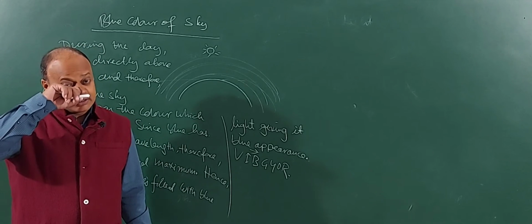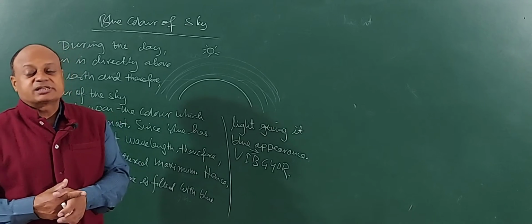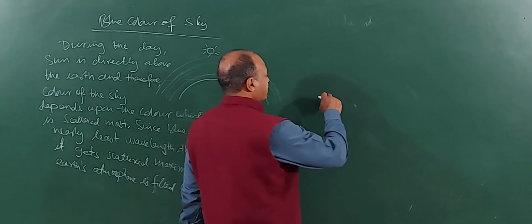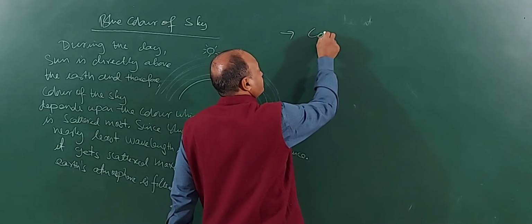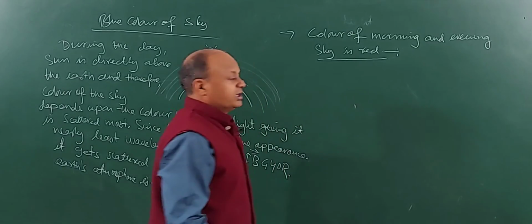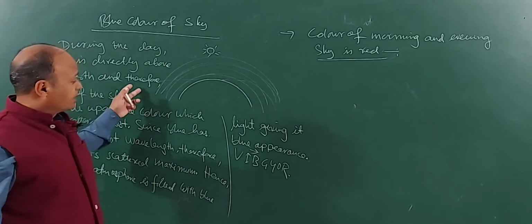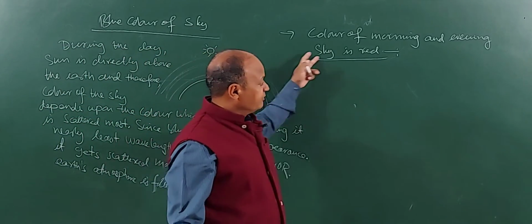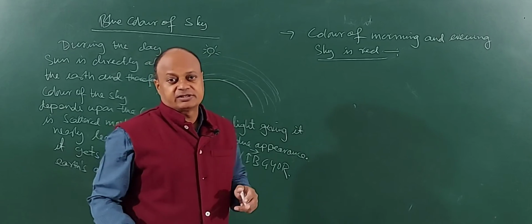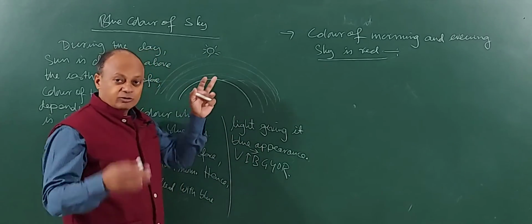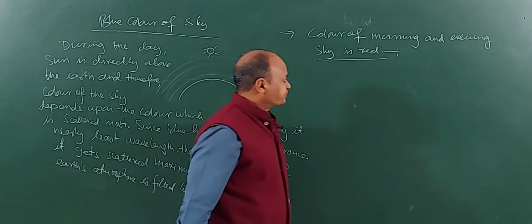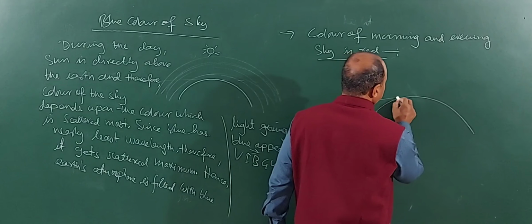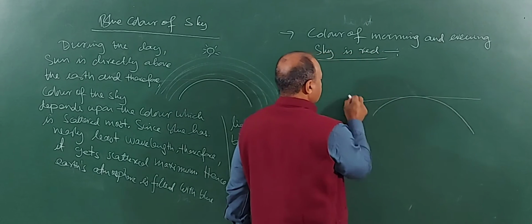Now, another question is asked very often. Why is the color of the sky in the morning and evening red? To understand this, children, again we will go back to the same diagram. Morning and evening sky is red. See, in the day the color of the atmosphere was depending upon the color which is scattered most. But in the morning and evening, the situation is different. In the day, the sun is directly above earth, closer to earth. But what happens here? This is Earth's horizon.